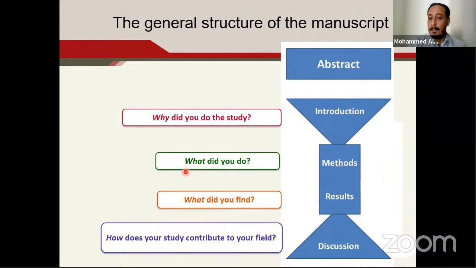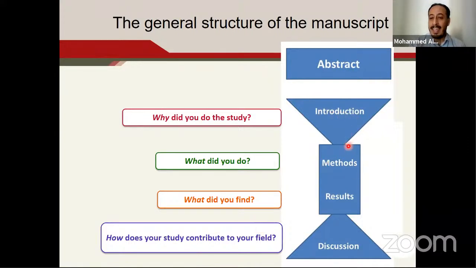The methodology answers: what did you do? The procedure, the steps, the statistical analysis, the tools, the materials. The results section answers this question: what did you find? The findings of your study. And then the discussion: how does your study contribute to your field?